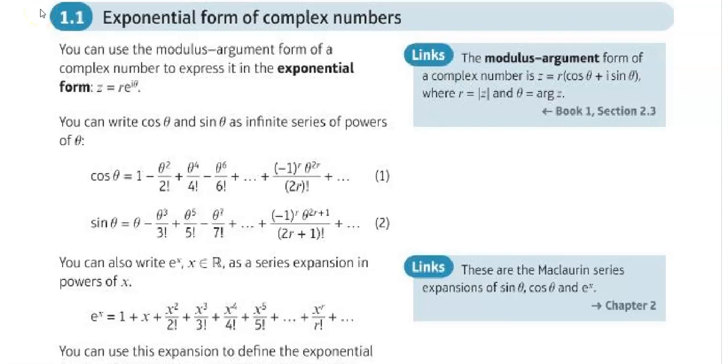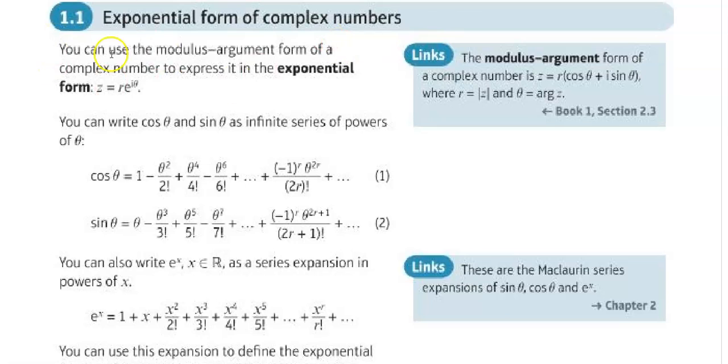Okay, this is our complex numbers. First of all, we're just going to do a very quick recap of all we've done from the first module, which was our AS1 module. So, if you've got your complex number, z is equal to x plus iy. x is the real part, y is the imaginary part.